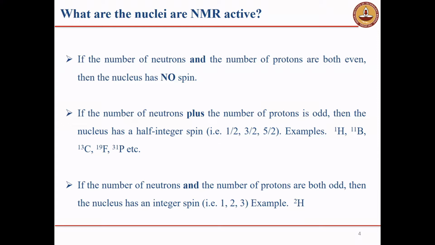We cannot take NMR of those. If the nucleus has an odd number of protons or an odd number of neutrons, the nucleus has half-integer spin. These nuclei are NMR active. Examples are H1, B11, C13, F19, and P31. If the nucleus has an odd number of protons and an odd number of neutrons, the total spin of the nucleus is integer. These nuclei are also NMR active, and we can take NMR.